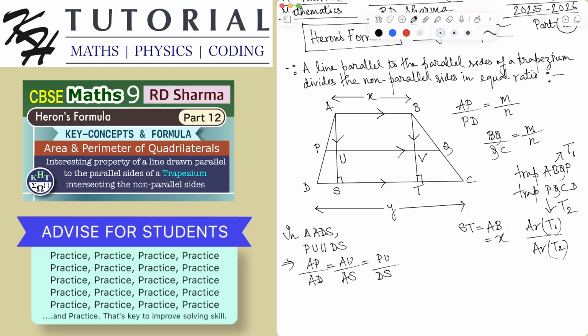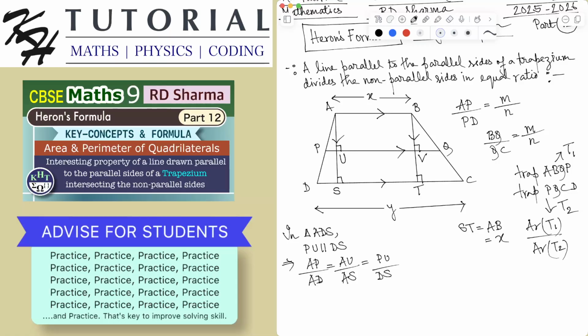Now, to find the area of the trapeziums T1 and T2, also note that AU or PV are the altitudes of the trapezium T1, and US and VT are the altitudes of the trapezium T2. So we need to find the area of a trapezium. We need the length of the parallel sides, and the altitude, that is the perpendicular distance between the parallel sides.